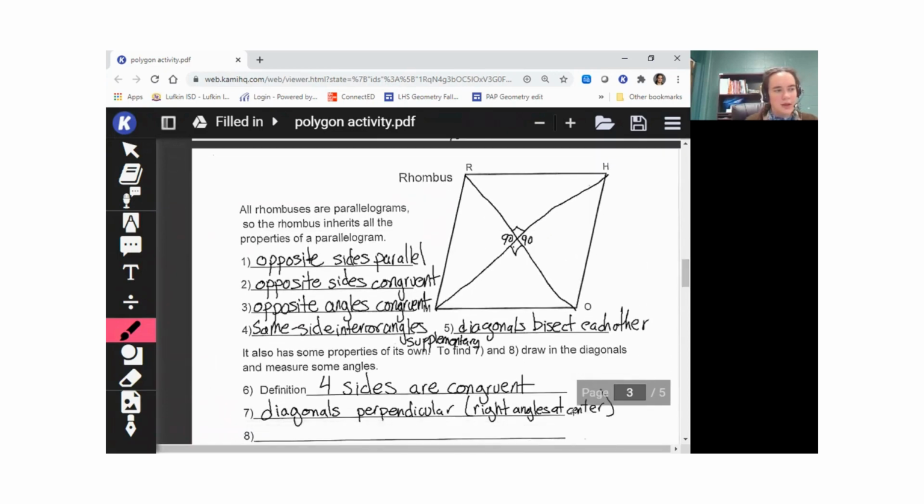Our other property for a rhombus would come from measuring these smaller angles here, where the diagonal cuts the corner of the larger angle. And you would find that your diagonals bisect your opposite angles.